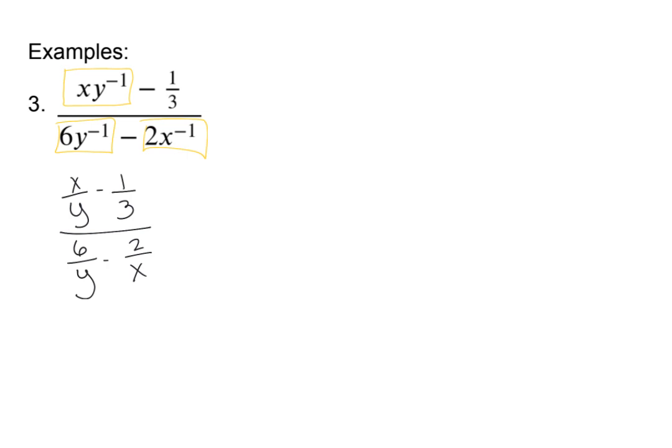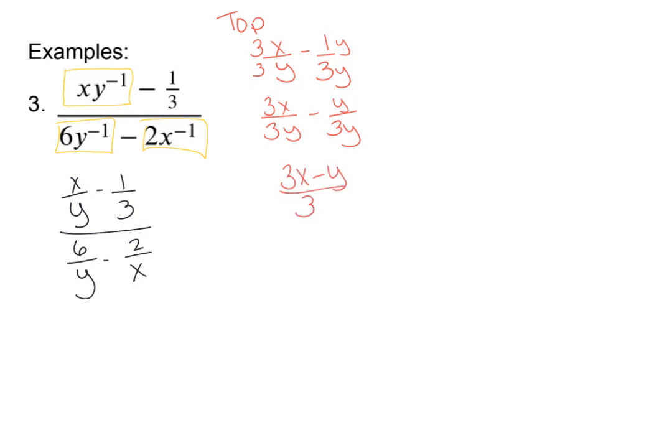So I'm going to again start with the top. The top is x over y minus 1/3. So I've got to get a common denominator. So this guy needs a 3, and this guy needs a y. And then we can put them together. So I'm going to have 3x over 3y, and this is just y over 3y. And putting those together would give me 3x minus y. Those aren't like terms, so we've got to leave them like that, over 3y.